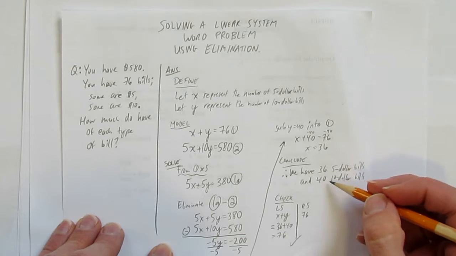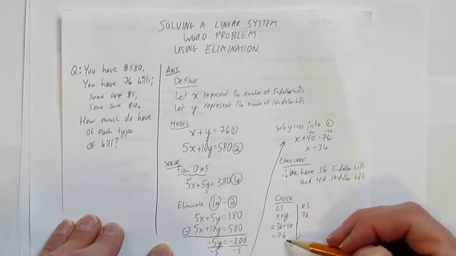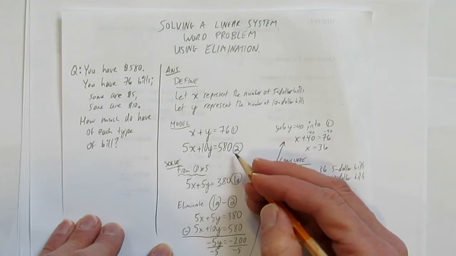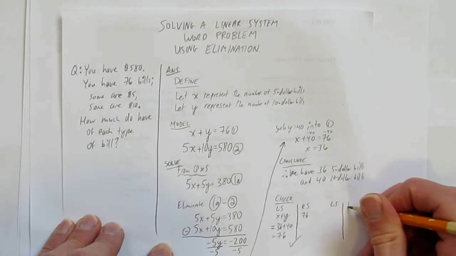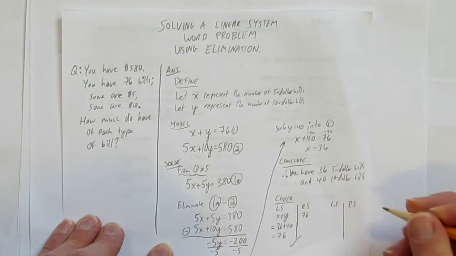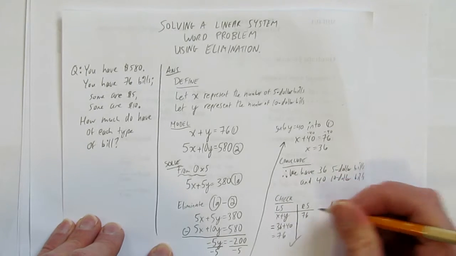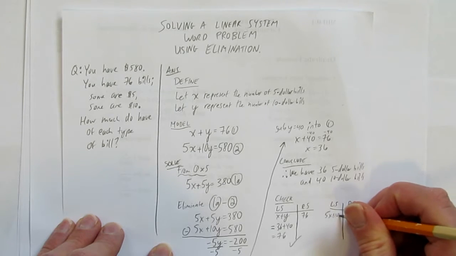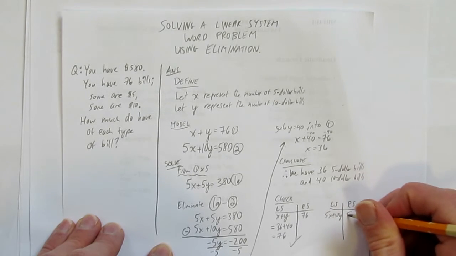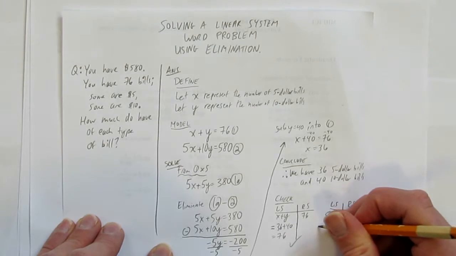But they both have to work. If our answer is right, it's going to make the first equation true. Yep, 76 is 76. And the second equation true. So I'm going to check that one. Left side, right side. I can put a little line here if that makes it clearer. What's the left side here? 5x and 10y's. And what's the right side here? 580.